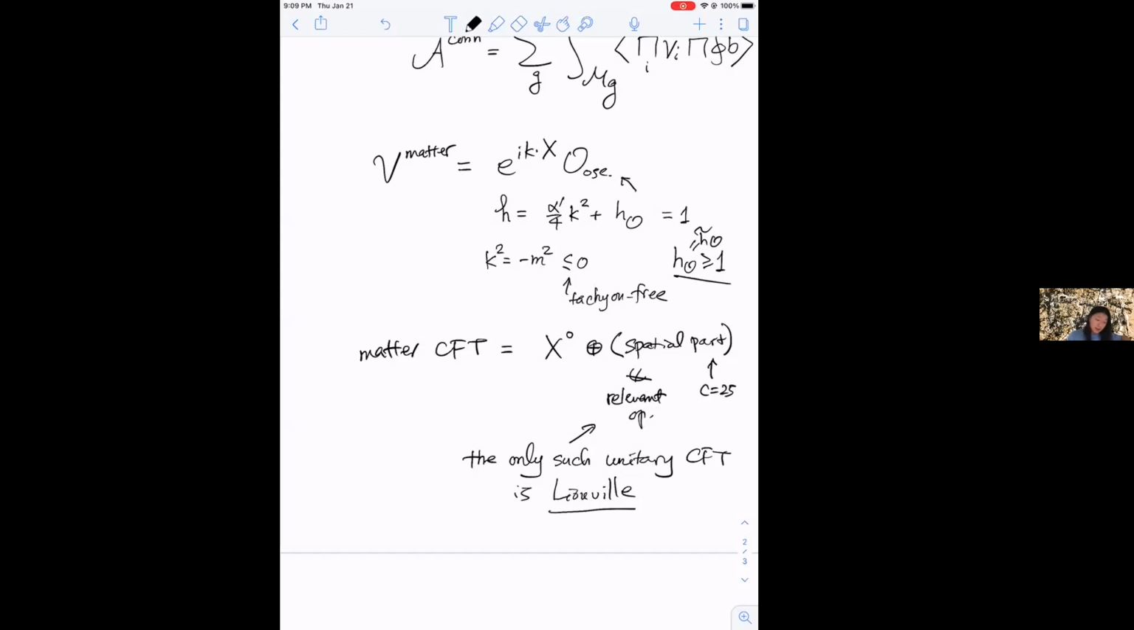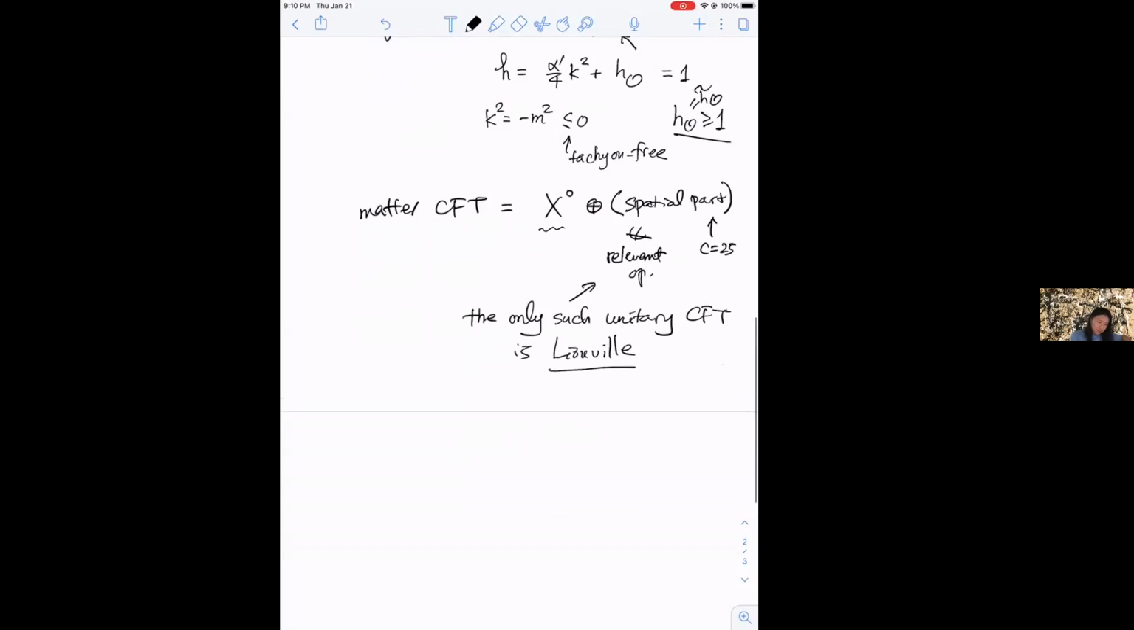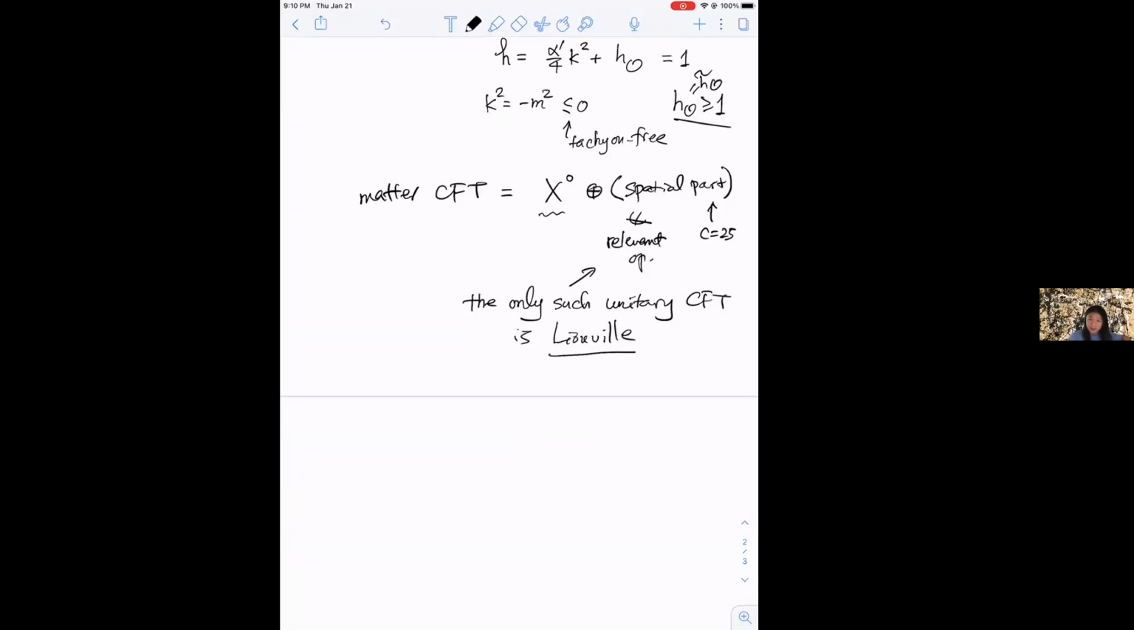So the c equals 1 string theory will be the good old bosonic string theory following the rules of, say, Polchinski's textbook. You need to take the worldsheet CFT to be, instead of 26 free bosons, this time-like boson X naught, direct sum with the c equals 25 Liouville CFT. So now I'm going to discuss some aspects of the Liouville CFT. Are there any questions?